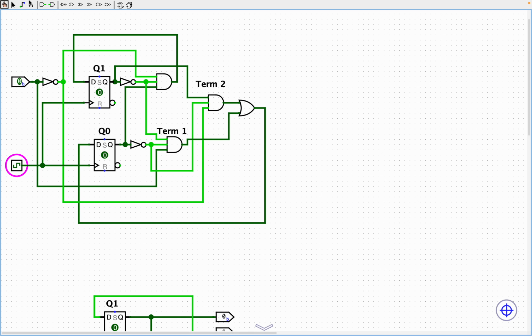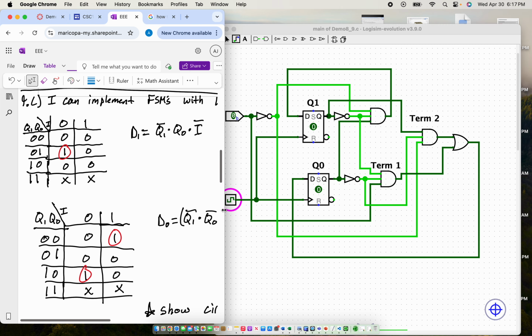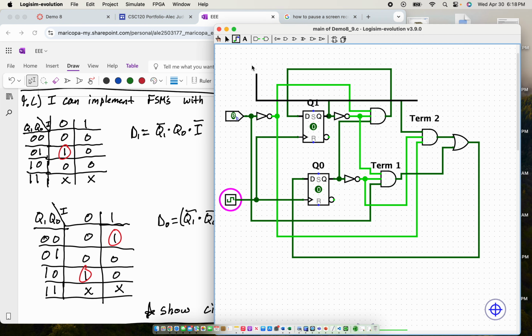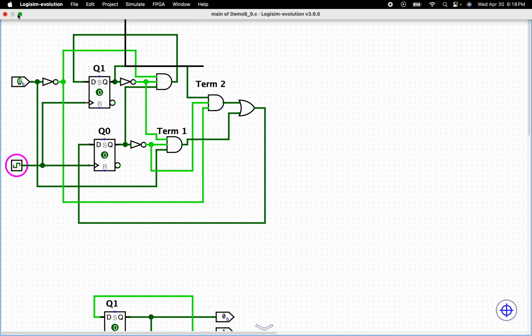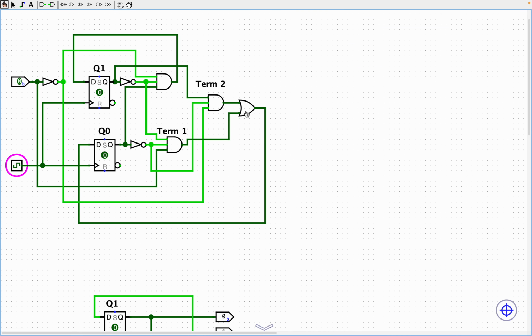Here, I'll go back and show real quick. This is for our second equation, this one right here. So this is the OR gate right here. So we have our not Q1 and not Q0 and I, or then our Q1 and not Q0 and not I. So that's what this OR gate is for. And so yeah, let's test it now.